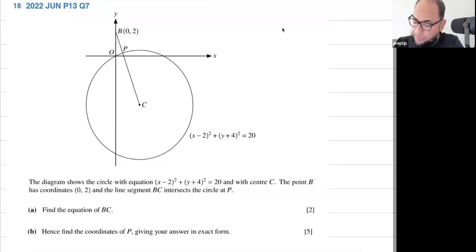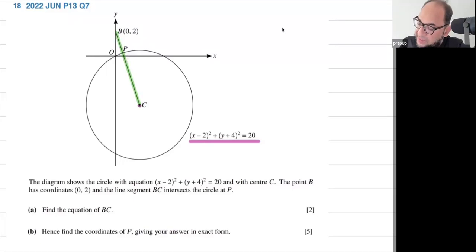Now, what is this question all about? The diagram shows a circle with such and such equation. So the circle equation is given over here. And then it meets with center C, that is the center. The point B has coordinates 0, 2. The line segment BC intersects the circle at P. So let me draw this line segment, that's like this. It intersects the circle at P.